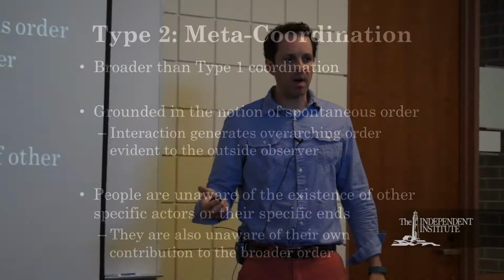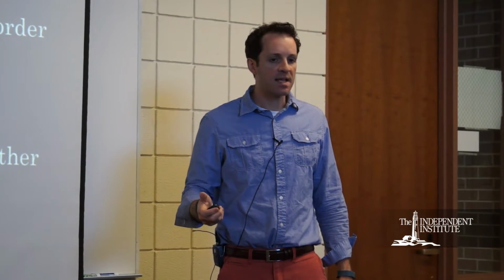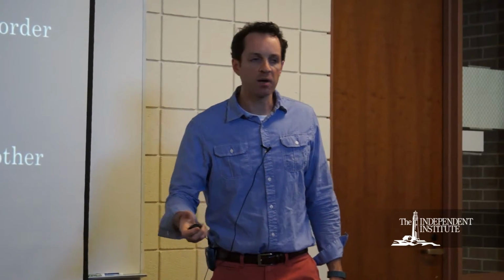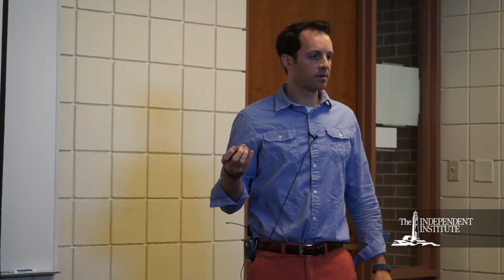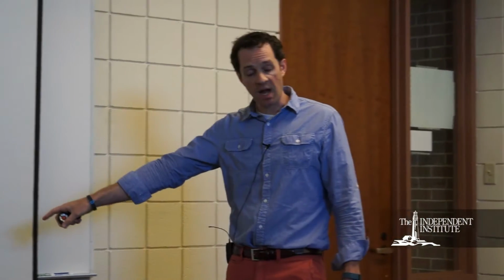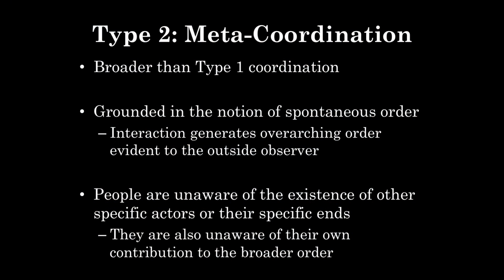The idea behind spontaneous order or undesigned order is that interactions between people generate a broader order beyond their actions, a broader order beyond what they're even aware of. So while type 1 coordination, think again about getting lunch, is completely evident to the individuals involved, type 2 coordination is not. Most of the time, individuals are completely unaware that they are contributing to a broader order, and even if they were aware, they would not be able to understand it. I know this is somewhat abstract at this point, but it's going to become more concrete as we go throughout.